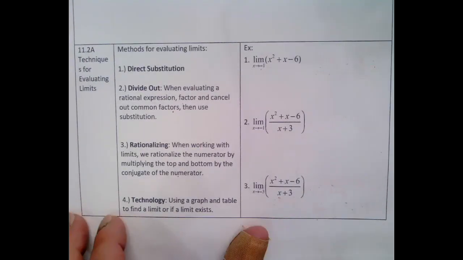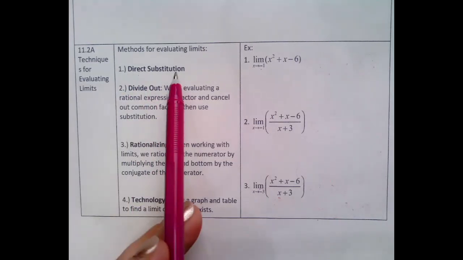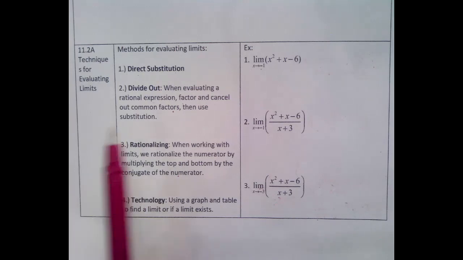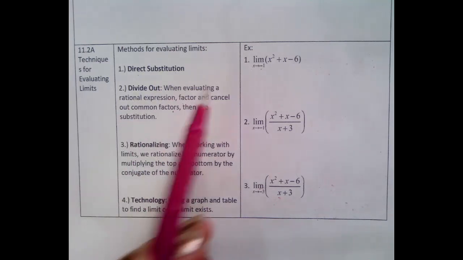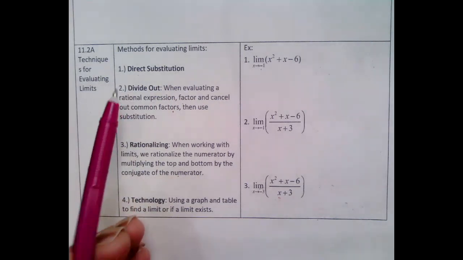All right, today we're going to do 11.2a, which is more methods for evaluating limits. The first one we've already done, direct substitution, and technology we've already done. We've already used a graph and table to find limits or if limits exist. But we're going to go over dividing out and rationalizing and look at direct substitution again and using technology again.